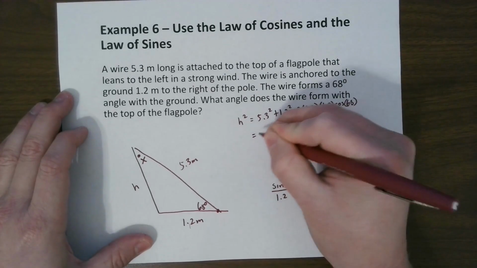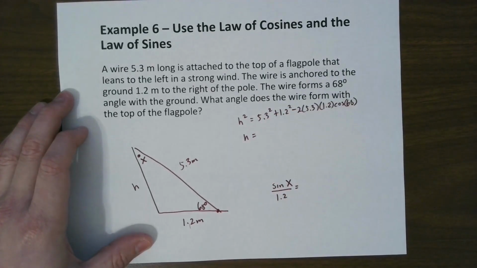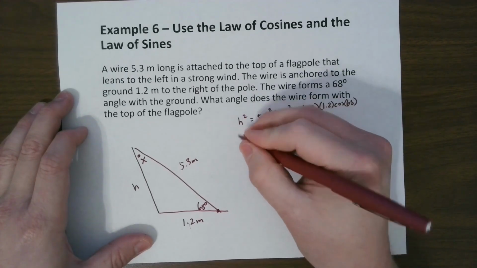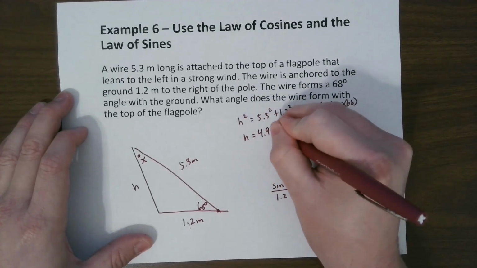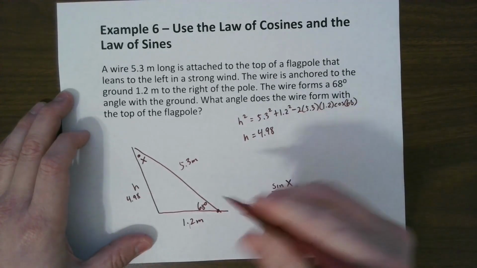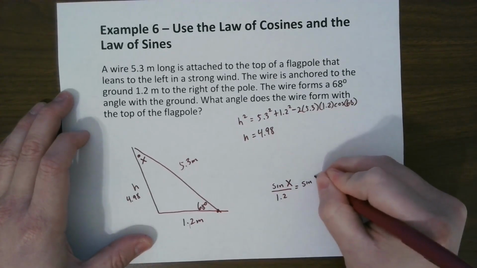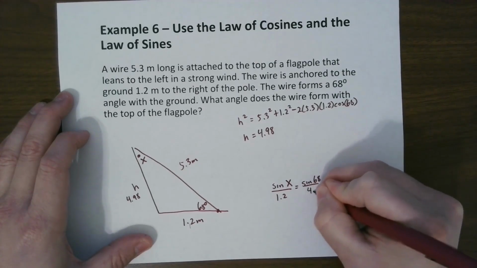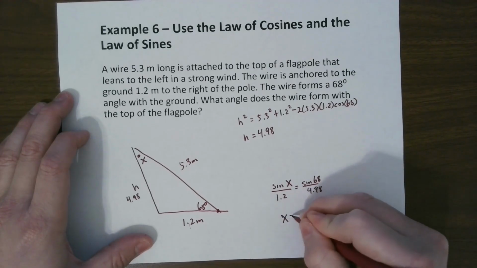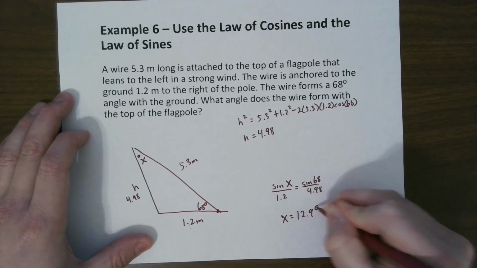So you type that in the calculator, find it all, and you get h equals 4.98. So this is 4.98. So now that we have that, we have our known ratio, which is sine of 68 over 4.98. And we solve that like normal, and we get our x is 12.9 degrees.